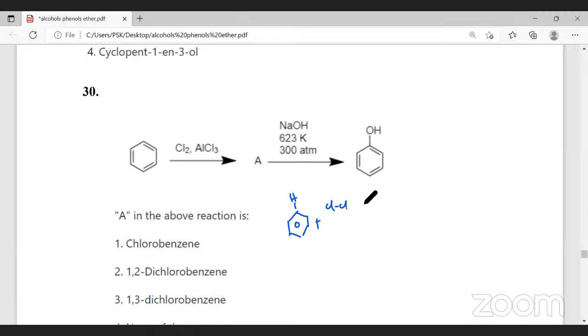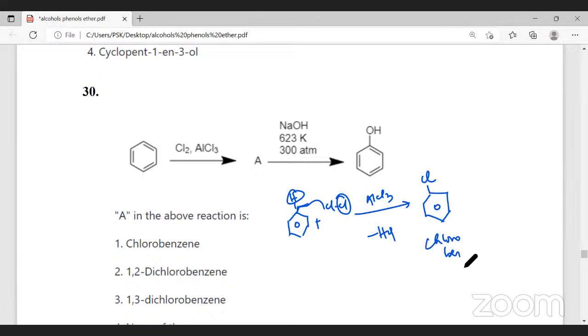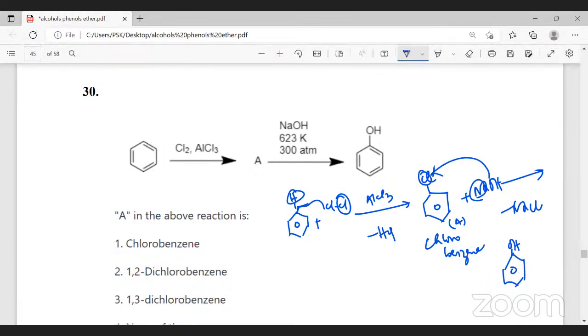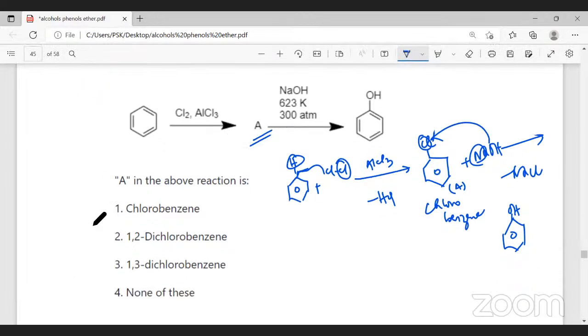When it is treated with chlorine in the presence of anhydrous aluminum chloride, H and Cl get eliminated as HCl. In place of H, Cl goes. Therefore, we get a benzene ring, and you get chlorobenzene. This is A. This chlorobenzene, when treated with sodium hydroxide, Na and Cl get eliminated as NaCl. In place of Cl, OH goes. Therefore, we get phenol. They're asking what is A. So A is chlorobenzene, option 1.